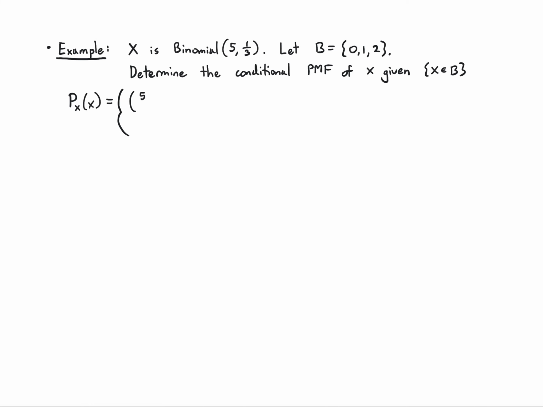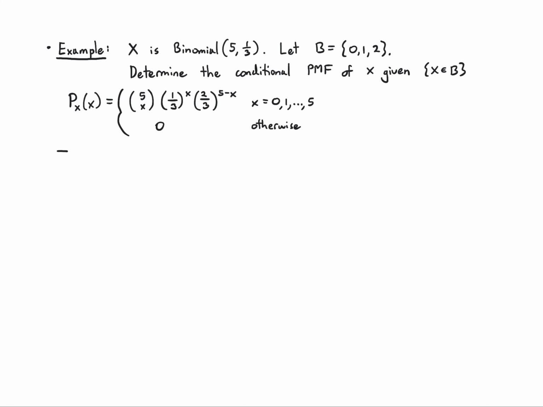But first, the PMF. The PMF of x is just 5 choose x times 1/3 to the x times 2/3 to the 5 minus x for x going from 0 up to 5, and it's 0 otherwise. Why is that? Well, remember that the PMF for a binomial random variable, if you go back and look it up in the previous video, was n choose x, and here n is 5, times p to the x, here p is 1/3, times 1 minus p, 2/3, to the n minus x, which is 5 minus x. So that's how we got this.